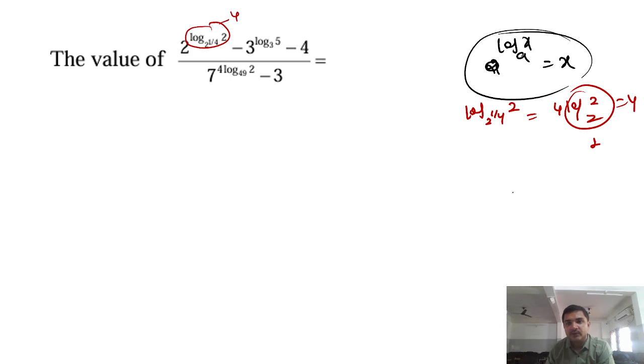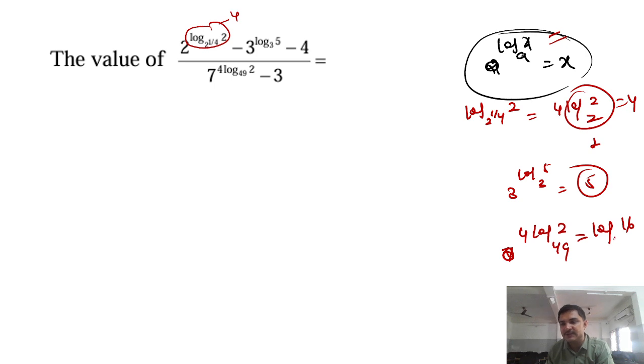Done. Now 3 power log of 5 base 3. If I'm using this property, this is exactly equal to what? 5. Okay. Now 7 power 4 log 2 base 49. Can we say it is log of 2 power 4, 16 base 49? 49 we can write as 7 square. Yes or no? So 1 by 2 log 16 base 7.